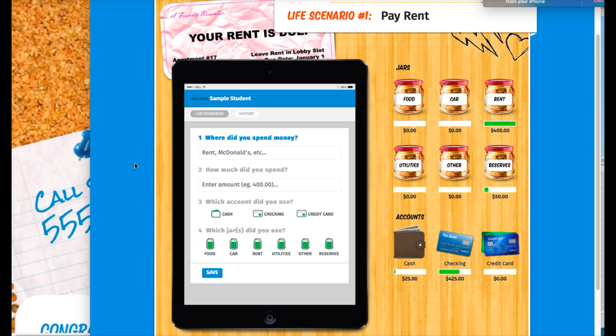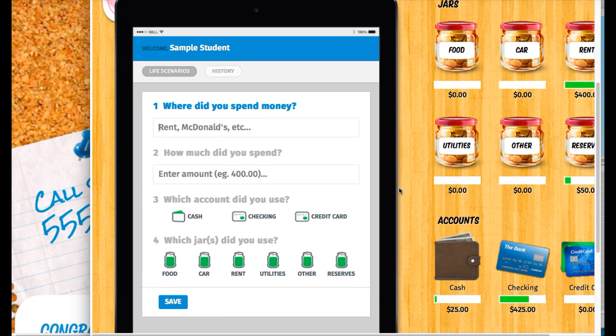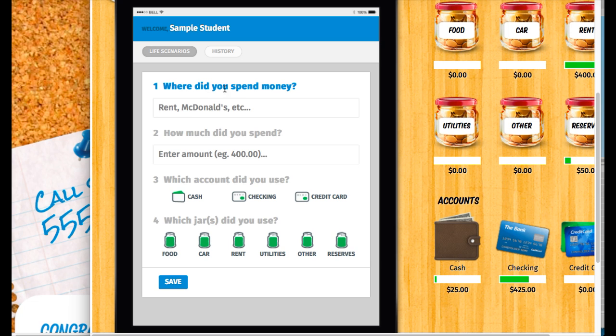Okay, so let's take a look at our situation now. Let me zoom in to our little box right here. It says, where did you spend money? We're spending money on rent. Now, there's no right or wrong. It's not going to check what you typed in here. If I type Jimmy, it's going to accept Jimmy, but we look at everything and we want everything to make sense. So definitely write rent there.